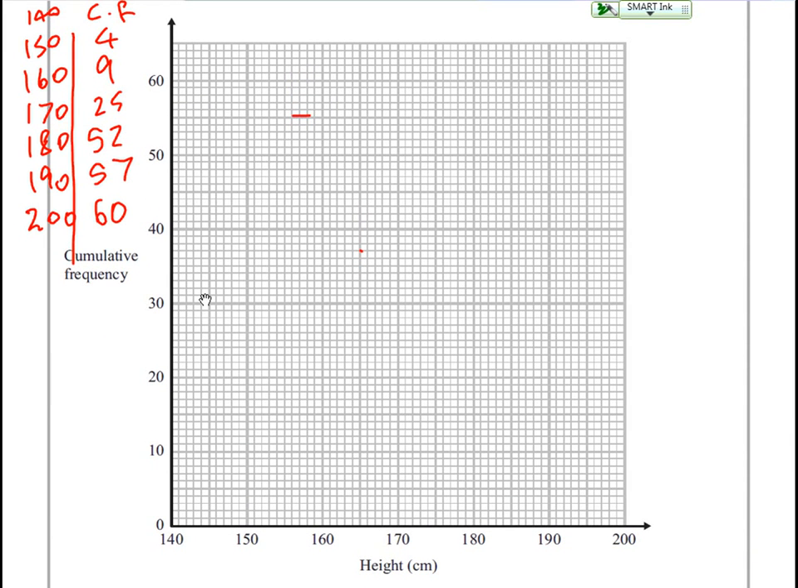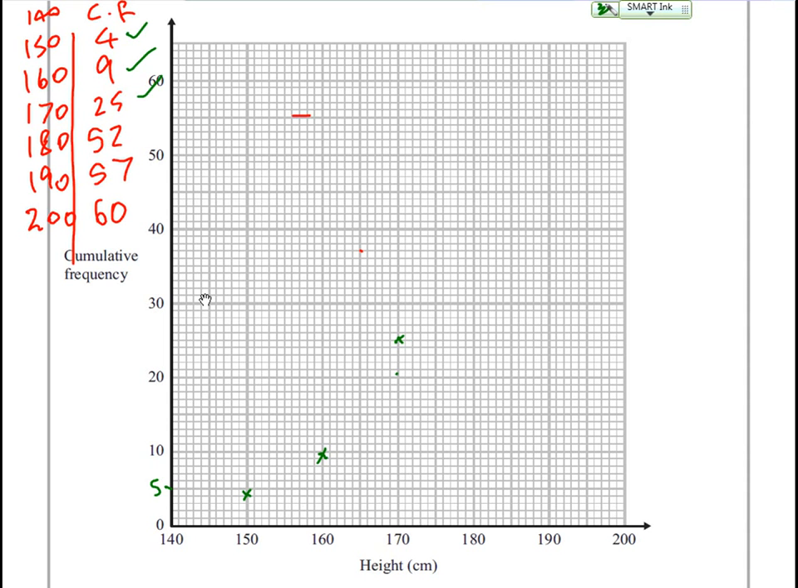So the first point is when we get to 150, we've had 4 people. We can quickly identify the scale. Each little square is representing 1. So that's plotted at 4. 9 people, plotted there. 170, 25 people is plotted. Can I see this? 1, 2, 3, 4, 5. Is that right or a little bit? Sorry, it's just quite hard to see this. 1, 2, 3, 4, 5. Yeah, it's just there.